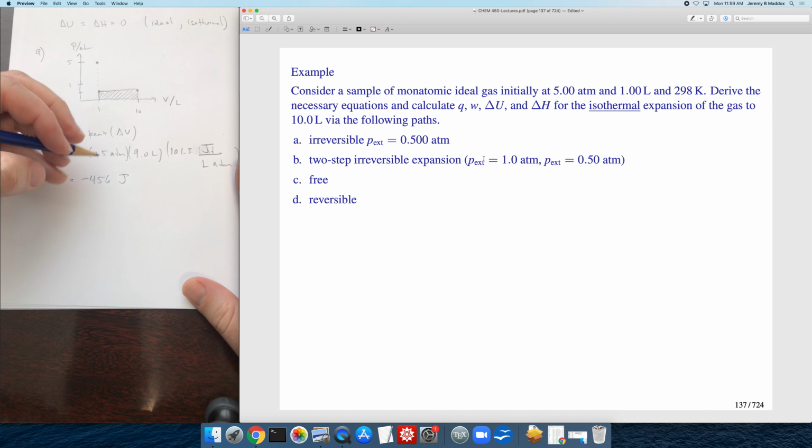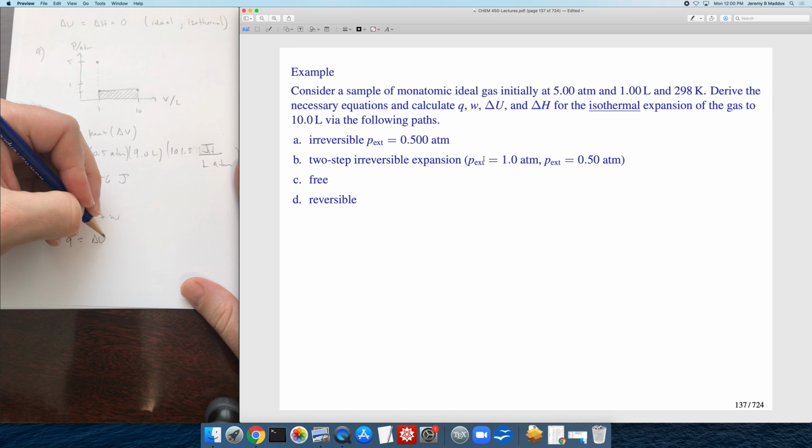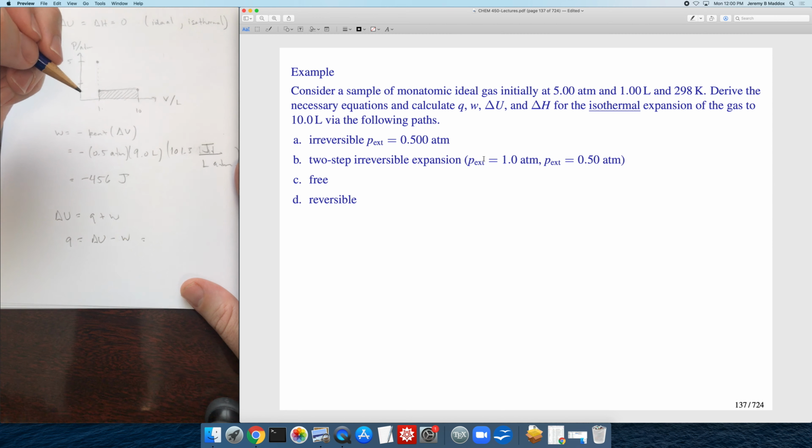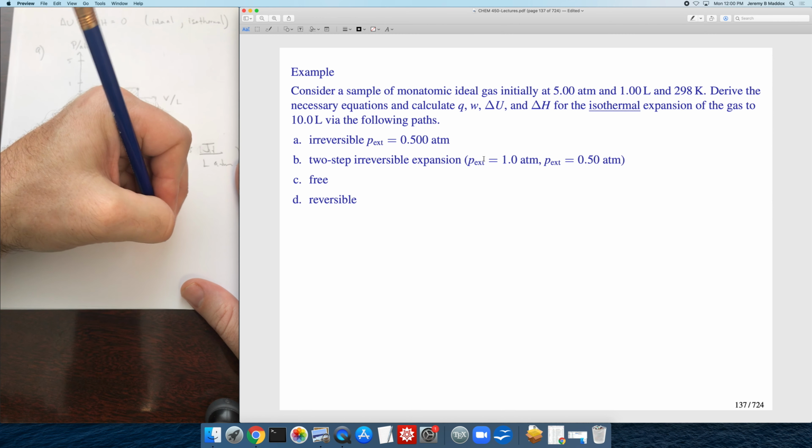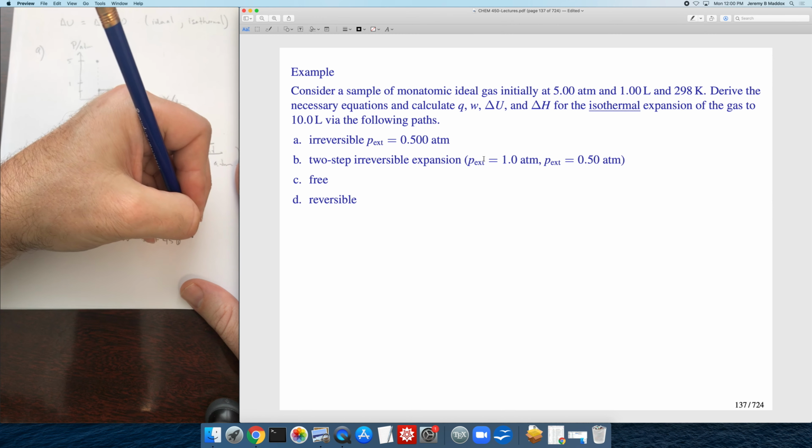How to calculate the heat? We can use the first law, rearranging. Since delta U is 0, heat is just minus the work, plus 456 joules.